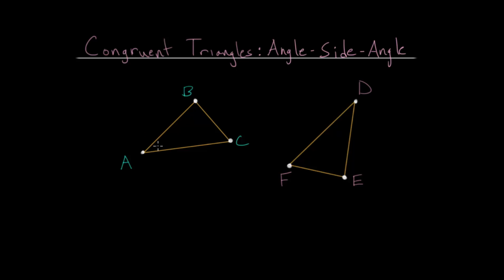In other words, if we look at specific examples, we can say that angle A and angle D are equal, the side AB is equal to DE, and angle B is equal to angle E. If we know just this about the two triangles, then we know for sure that triangle ABC is congruent to triangle DEF.